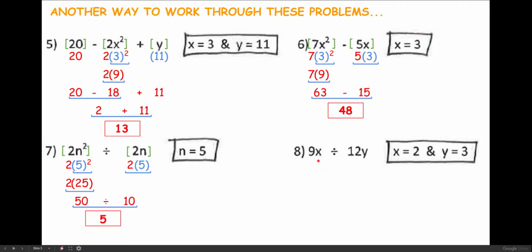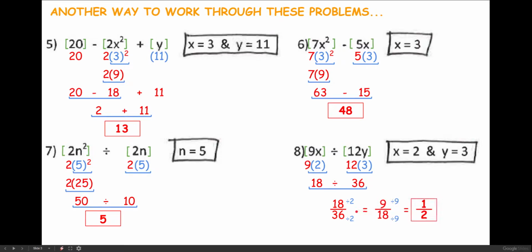Let's try number 8, 9x divided by 12y. So 9x is just 9 times 2, which is 18. 12y is just 12 times 3, which is 36. Bring down the division symbol. 18 divided by 36 is 18 over 36, because 18 is being divided by 36. Now, this can be reduced. You can divide both of them by 2 because they're both even, and you get 9 over 18, and they're both divisible by 9, which means our answer is 1/2.